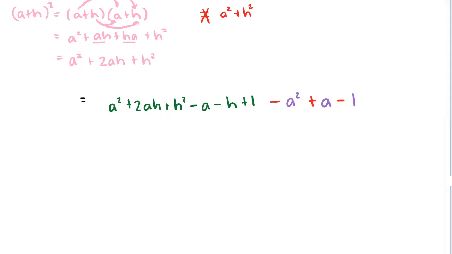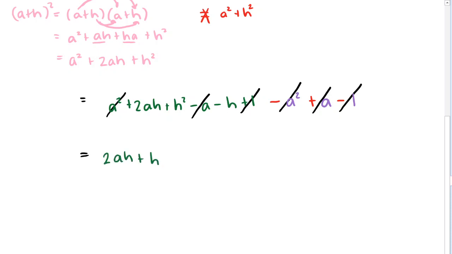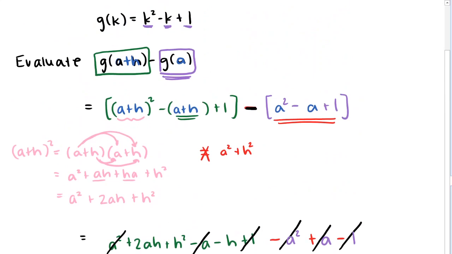Notice that we've got this a squared and minus a squared, this minus a and this plus a, and this plus 1 and this minus 1, that all cancel out. What we're left with at the end of the day is 2ah plus h squared minus h. This is what we get from evaluating our crazy expression above.